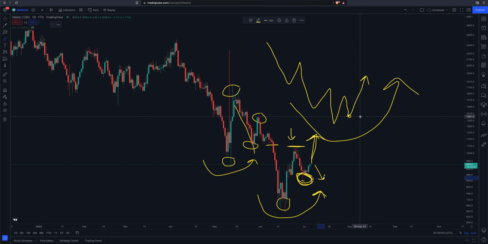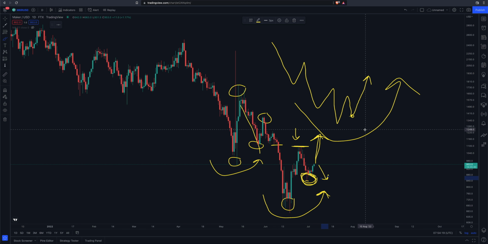So that's pretty much going to wrap it up for this video. I'm just looking here for a higher high. So far we have a higher low and looking for that higher high to come in place. If that does happen, we could be heading much higher here for Maker. And that's pretty much my thoughts.